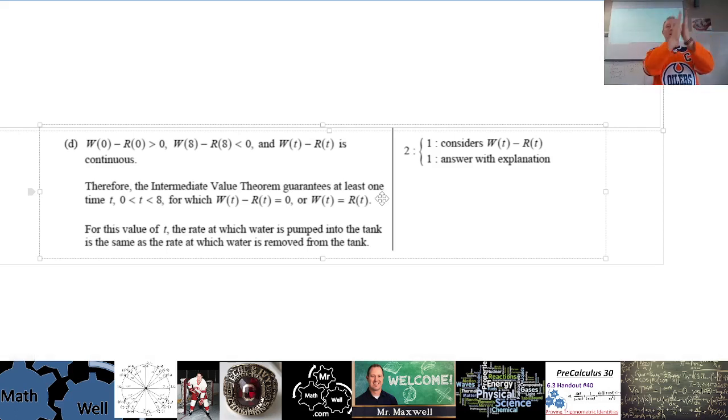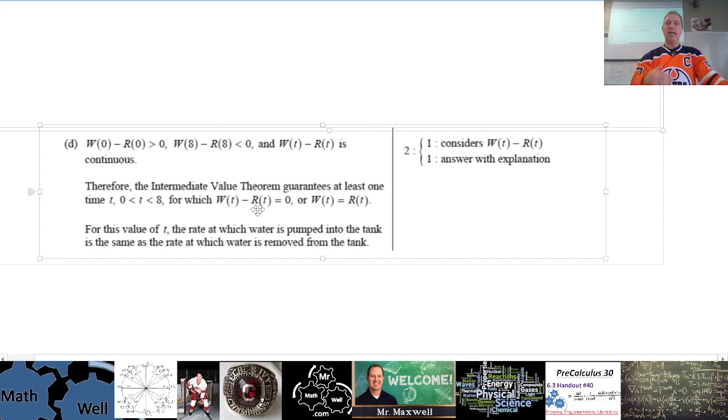So is there a point where, now, you would say both of these functions are continuous, and so for the intermediate value theorem, because they're continuous, and because there's a sign change in those differences, there must be some point in there where they are equal. Now, they're continuous because there's no restrictions on the variables, as far as we know, right?